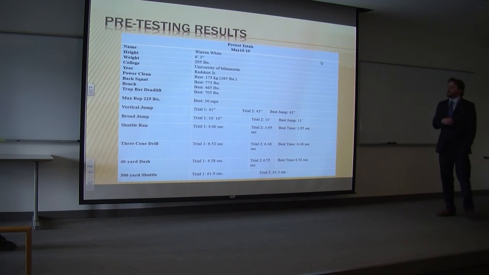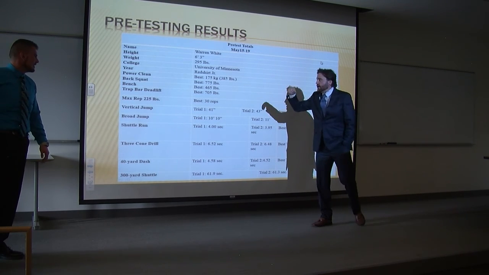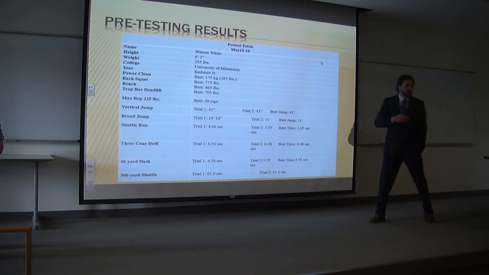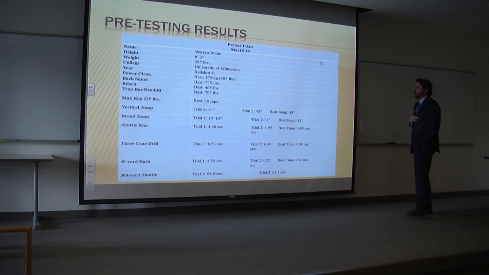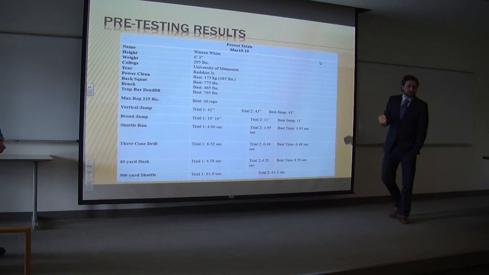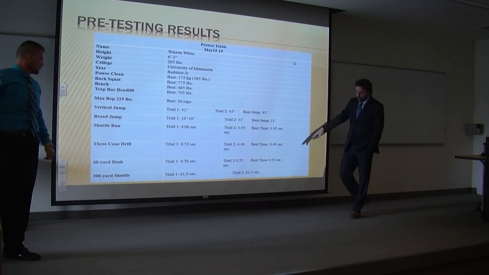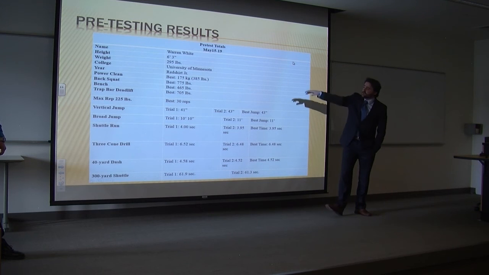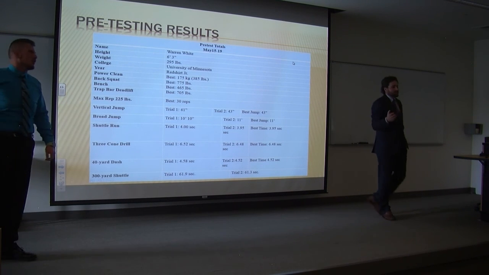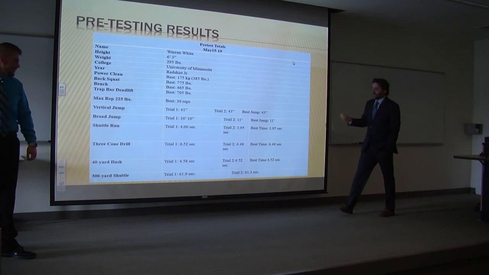So then these are the pre-testing results. As you can see, this guy's 295 pounds, 6'3". His name's Warren White. We want to mix it up. And so PR, or best, right here. So best back squat 775. And then as you get lower, you'll notice that he ran a 4.52 forty at 295 pounds, which is incredible for a 295 pound person. But I mean, these are kind of exaggerated.